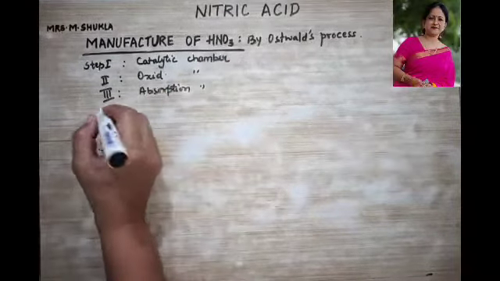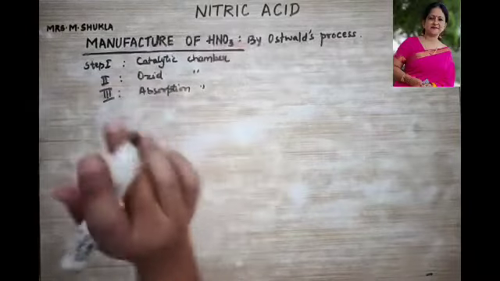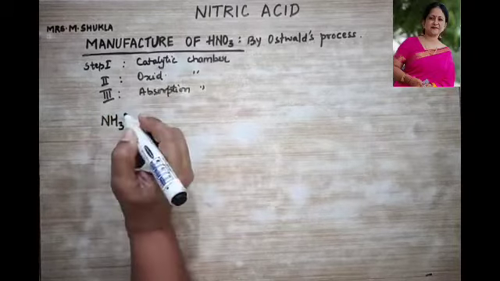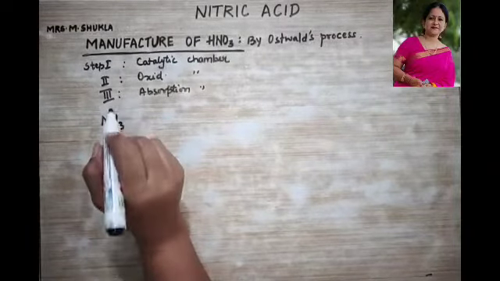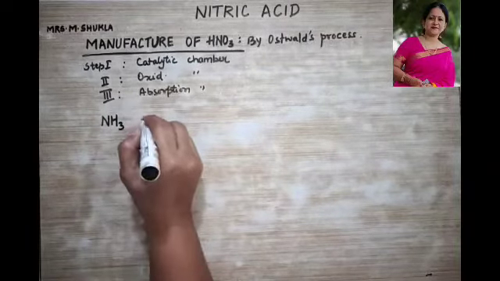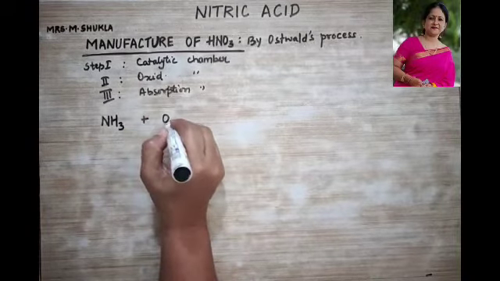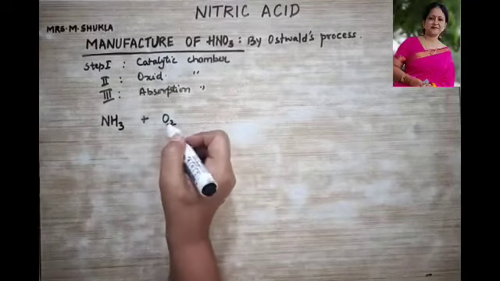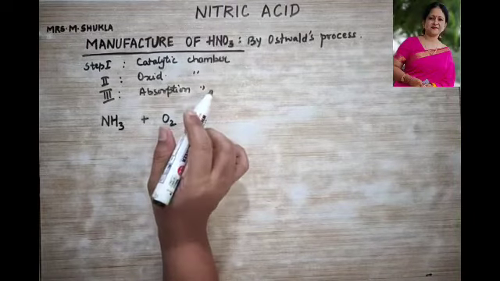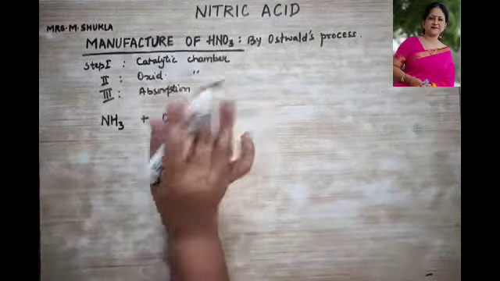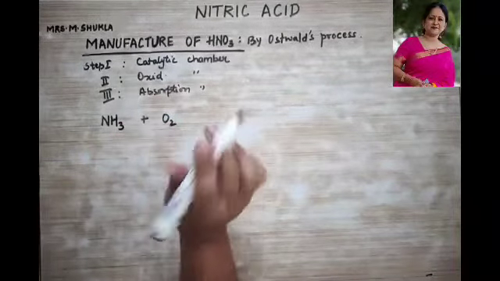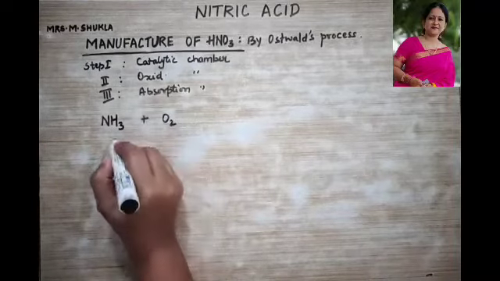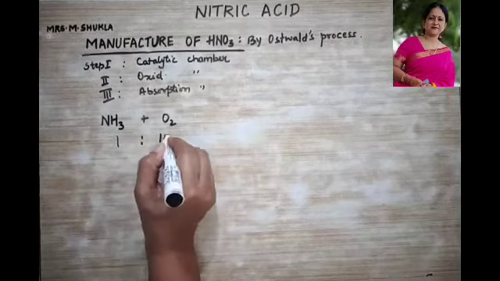So the reactants that are used in the manufacture of nitric acid are pure dry ammonia gas and pure dry oxygen. Clear? Now what is the pure dry? When I say oxygen, I mean it should be free from carbon dioxide, water vapor and dust particles. Clear? The ratio of ammonia and oxygen should be 1:10.